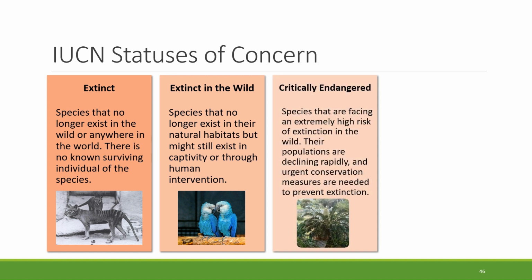Then there's the category critically endangered. These are species that are facing extremely high risks of extinction in the wild. So their populations are declining rapidly, and urgent measures are needed to prevent total extinction. The Albany cycad, which is a plant that is endemic to the Eastern Cape region of South Africa, is in this category. The Albany cycad has only 70 individual plants left as of July 2023, according to IUCN.